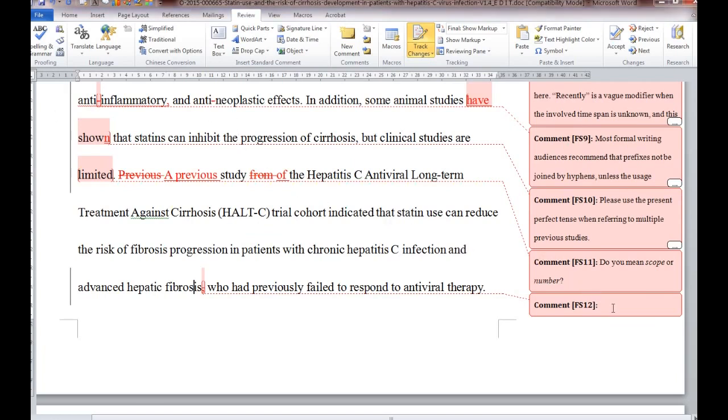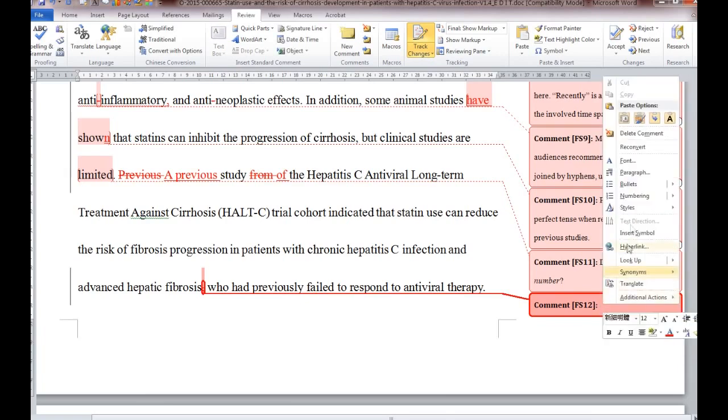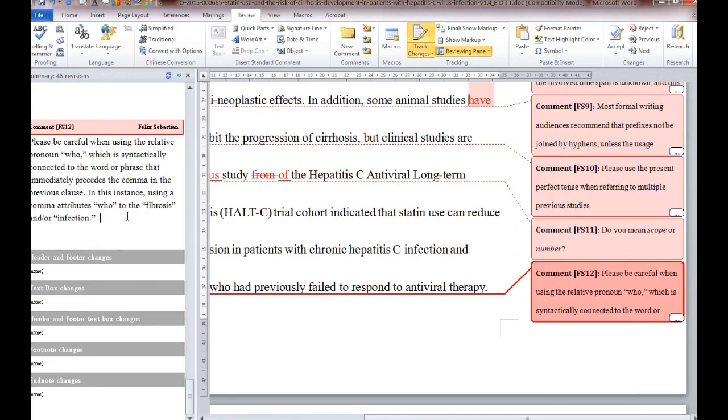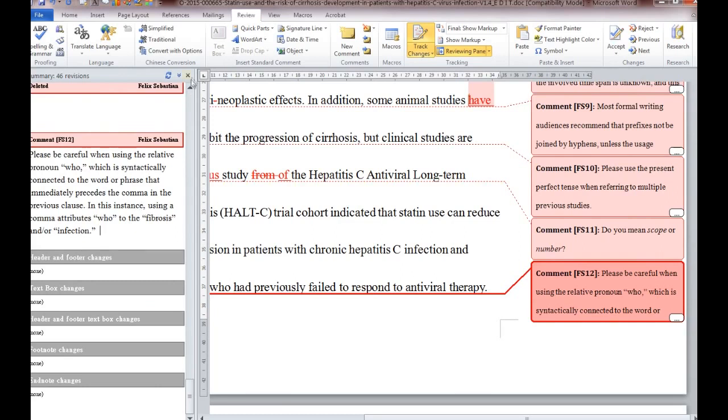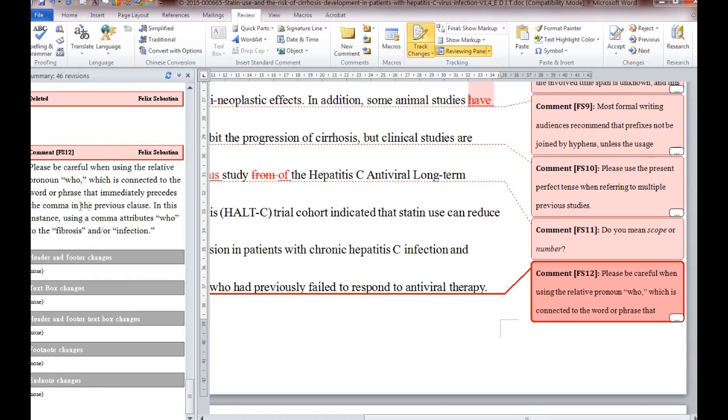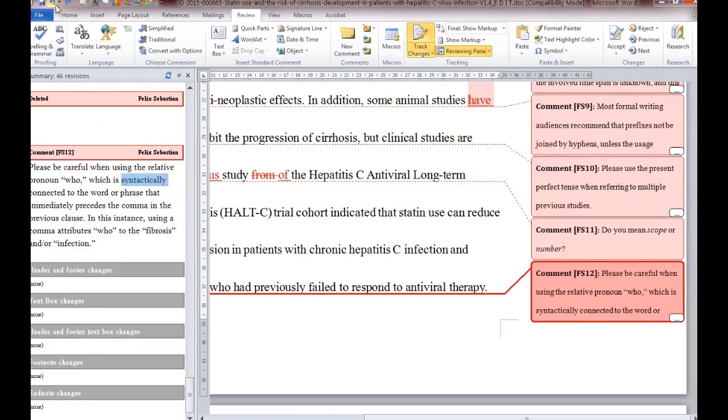Okay. This trial cohort indicated that statin use can reduce the risk of fibrosis progression in patients with chronic hepatitis C infection and advanced hepatic fibrosis who had. If we have the comma here, this is almost like what I was talking about earlier with which. If we have the comma here, it basically indicates that whatever immediately precedes the comma is what who is referring to, and that is certainly not the case. Who are the patients? That's who they are. It's not the infection or the fibrosis. I'm going to comment on this.